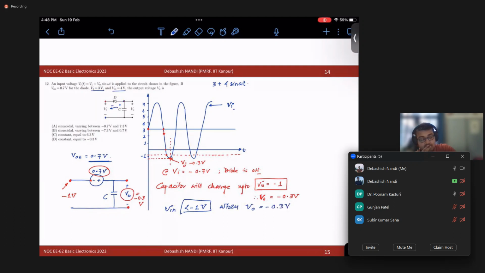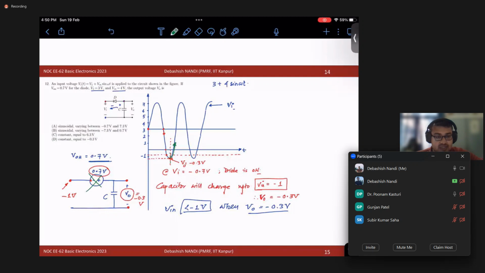Can it go less than minus 1 volt at any instant of time? Given the current circumstances, no. After this point, my input voltage is rising. It is not even going negative, it is going the other way. So my diode will simply cut off. The diode will be open circuited, right?